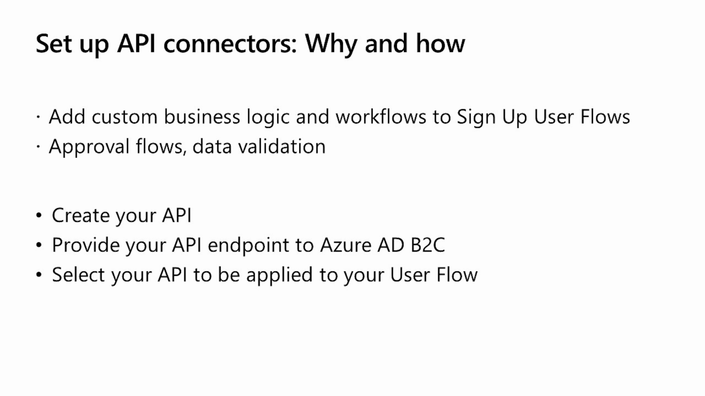To do this, we need to do a couple of things. We need to create and host an API on a publicly accessible endpoint. We need to provide this endpoint to Azure AD B2C, and we need to configure our user flow to call the endpoint at the sign-up stage. We will configure this API for basic authentication today. Azure AD B2C supports both basic authentication and certificate-based authentication to communicate to your API endpoints today.